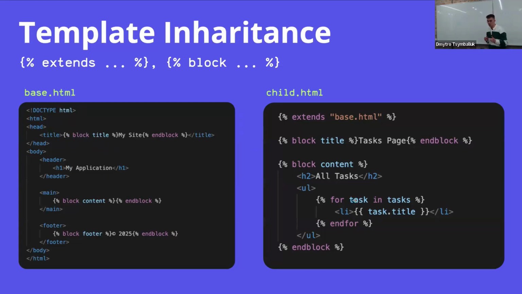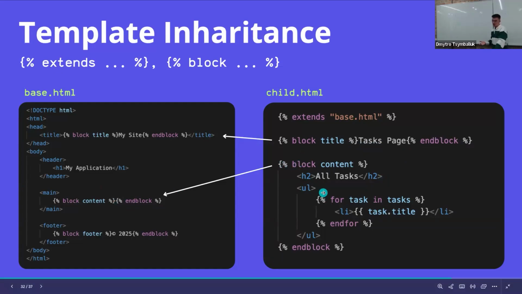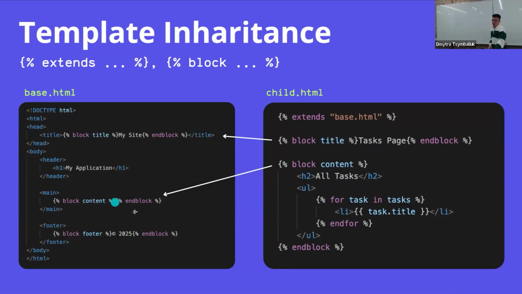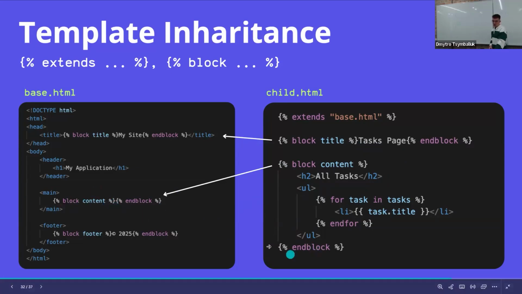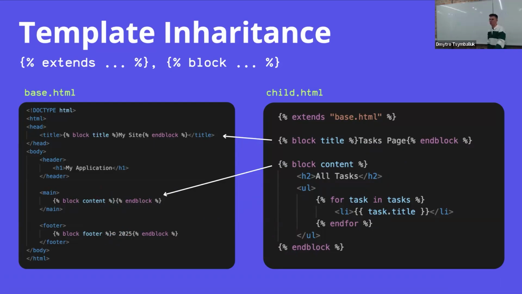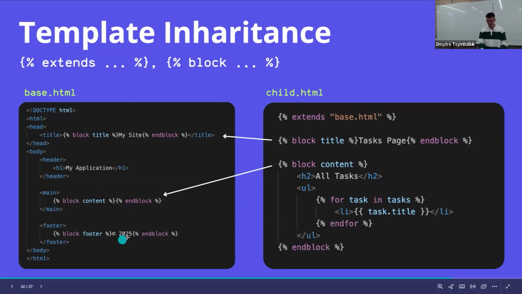And then in your child HTML, you can extend your base HTML file. And just like in class inheritance, you can override those blocks. So now, for example, in this block of title will be displayed not my site, but task page, because you override this block. And the same thing with content. Here it's empty, but in the child, you can override that and paste it in instead of this block. And for example, this footer is not overwritten, right? So it will remain the same.